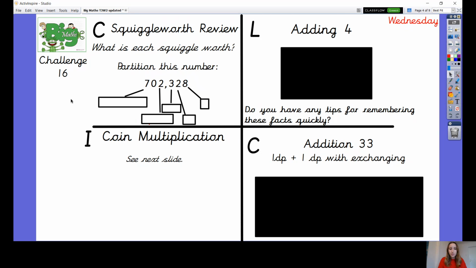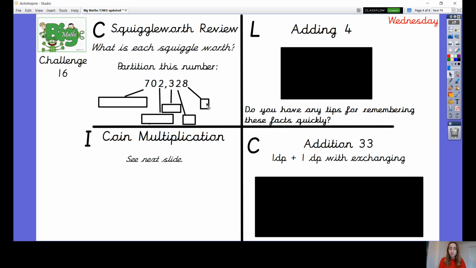That number says 702,328. What I would like you to do is to partition this number. So think about what each of these squiggles, these digits, are representing in this number, because I know that this 3 doesn't actually represent 3 as in 3 ones. It represents something else. So write the number out in your book. Remember, 1 digit per square. Try to use a ruler to draw your lines and tell me what each part of that number is worth. Pause the video and press play once you've done that.